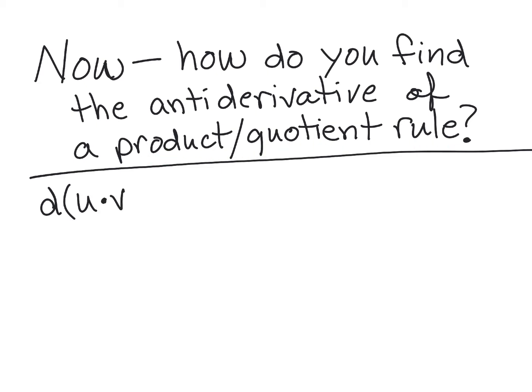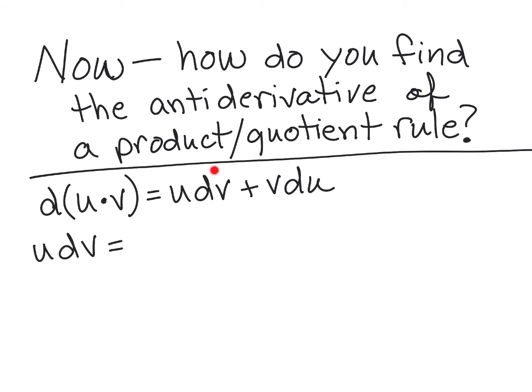So if you take the derivative of the product, you're going to have the derivative of one piece at a time. So if I keep the u and take the derivative of v, then I keep the v and I take the derivative of u, I get this. Now, let's solve for just one part. So we're going to subtract the v du from both sides of the equal sign, and that gives me u dv equals the derivative of the product minus the other piece of that derivative.